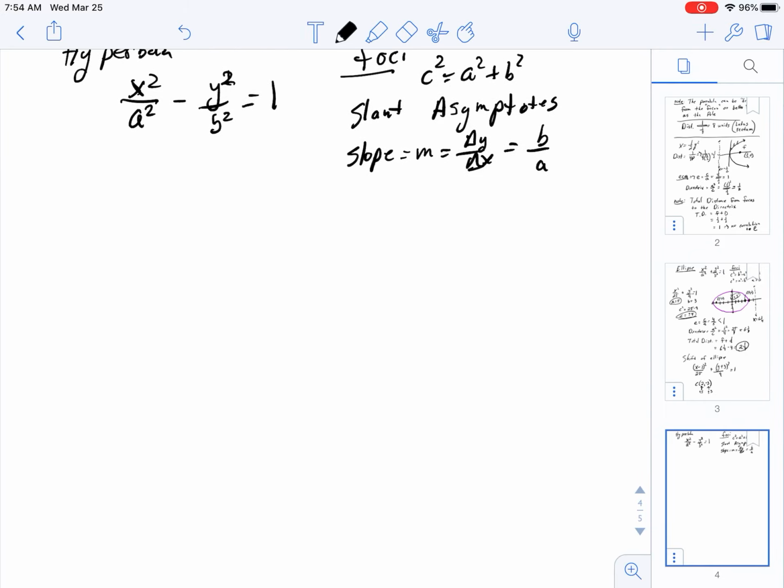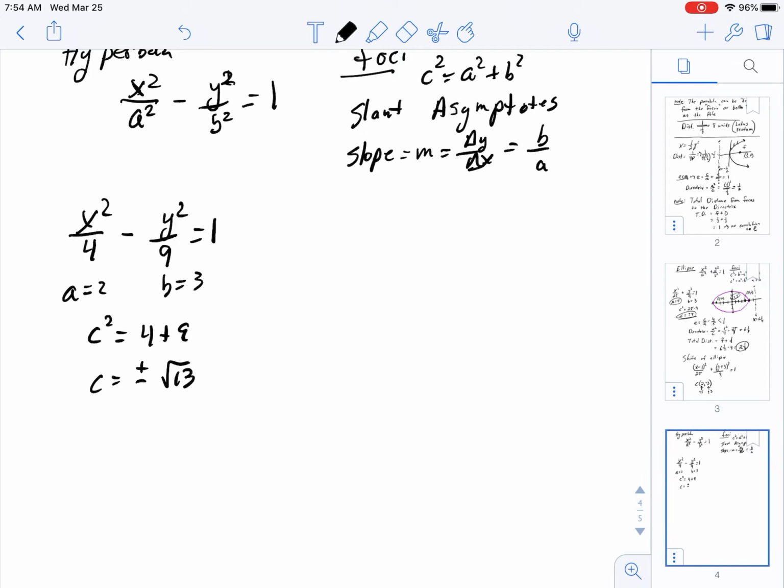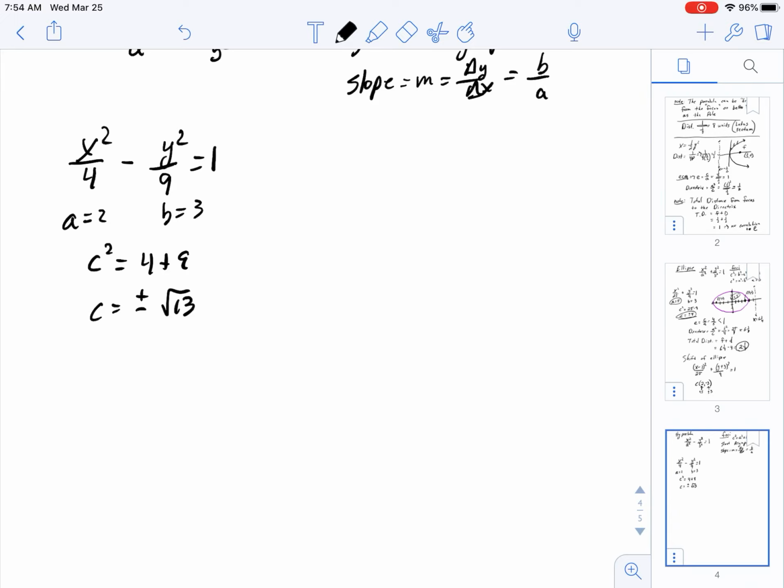So let's look at an example here. If I have x squared over 4 minus y squared over 9 equals 1, my a is 2, my b is 3, my c value would be 4 plus 9, so c would be plus or minus the square root of 13. My slope would be delta y over delta x. My y value is 3, and my x value is 2, plus or minus. All right, so let's graph this out here.